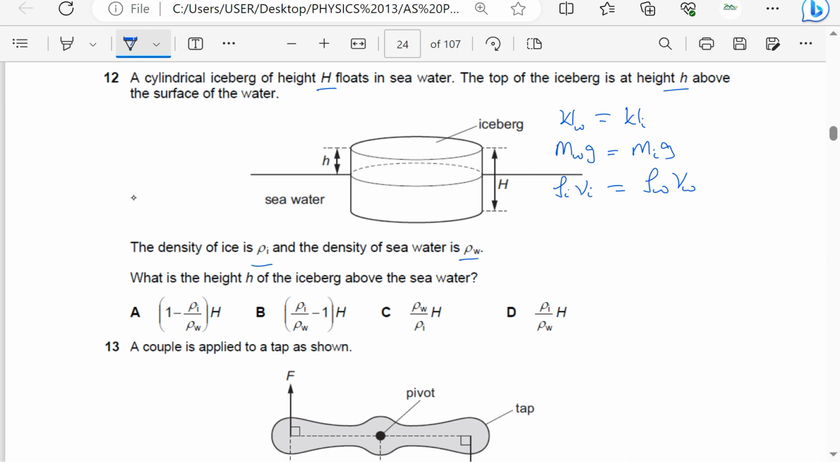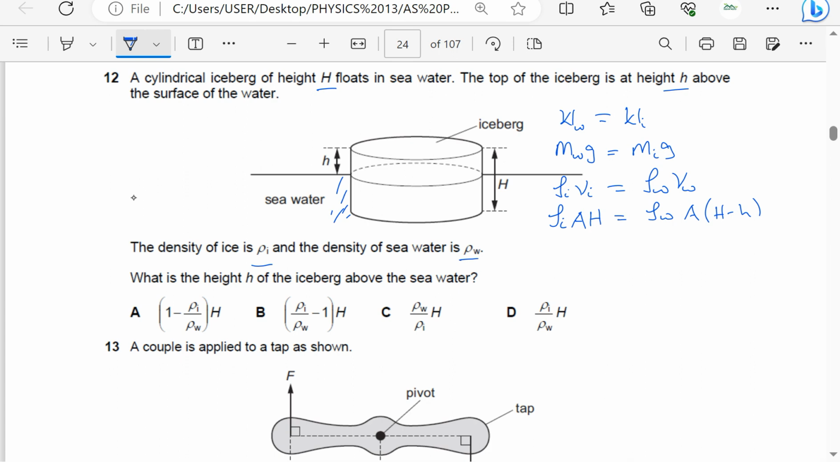And remember, volume is cross-sectional area times height. So for the iceberg, this will be density of iceberg times the cross-sectional area of the cylinder, let's call it A, times the height of this iceberg cylinder, which is H, should be equal to the density of water. The volume of water is going to have the same cross-sectional area, but the height which is displaced is going to be H minus small h. That is, the height of water displaced is due to this part only.